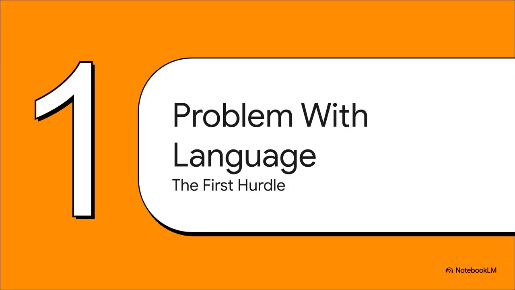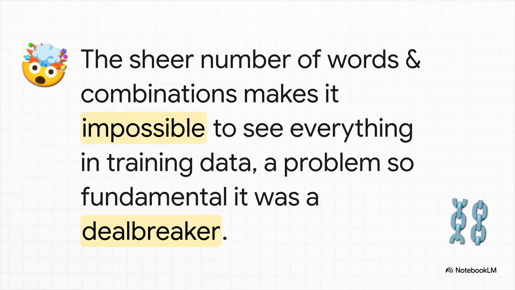All right, so where do we even start? Well, the very first hurdle was language itself. Early researchers had this idea to use statistics to predict the next word in a sentence, but they ran headfirst into a wall. A problem so big, so fundamental, it earned itself a pretty epic name. And that problem is the curse of dimensionality. And yeah, it sounds super intimidating because, frankly, for a long time, it was a total deal breaker.